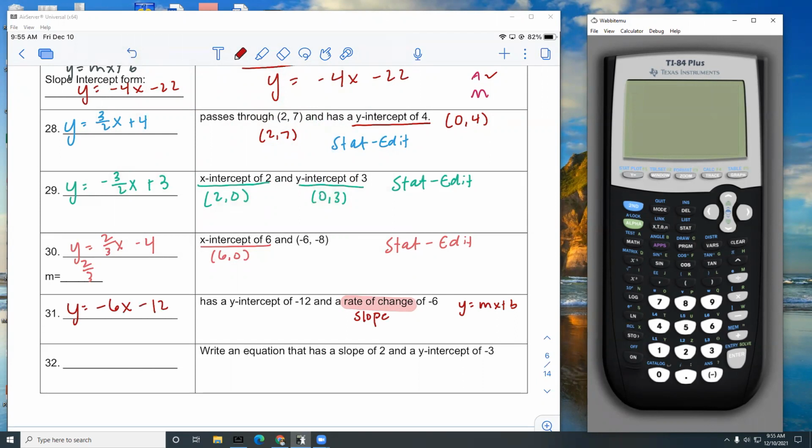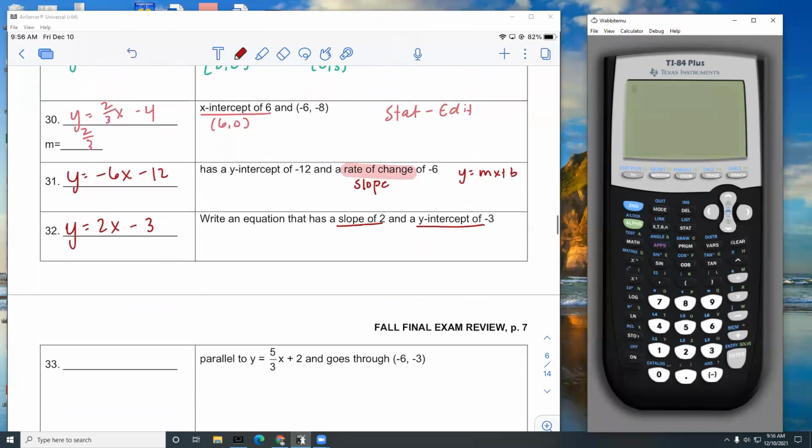32 is the same thing. Write an equation that has a slope of 2 and a y-intercept of -3. They give me my slope. They give me my y-intercept. That's y equals 2x minus 3. So life is good there.